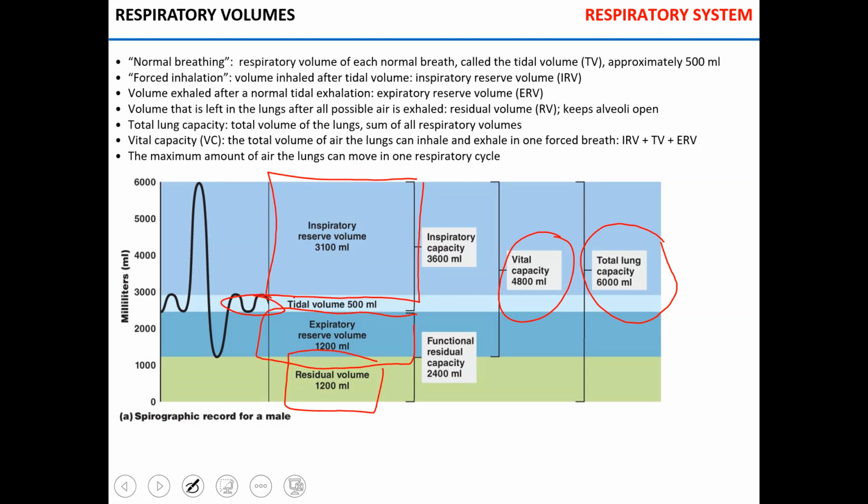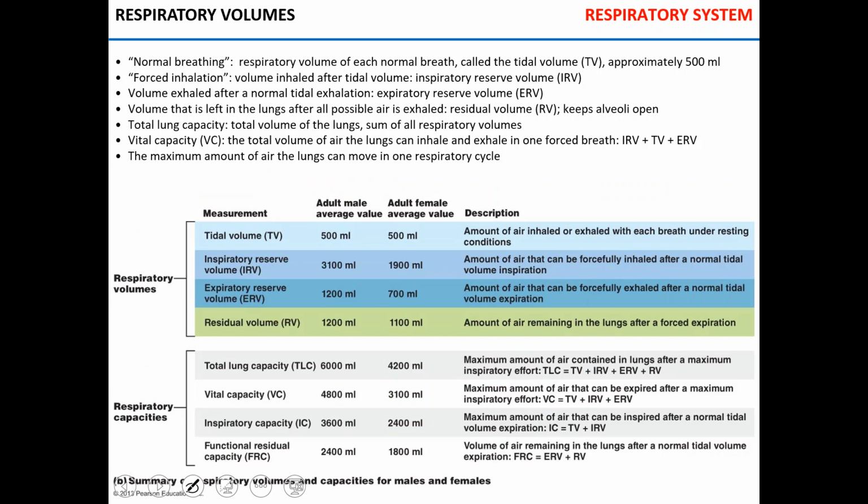The amount of air that you can inspire after normal tidal exhalation is called inspiratory capacity. It is formed by inspiratory reserve volume and the tidal volume. And functional residual capacity is the amount of air that's left in the lung after you exhale. Expiratory reserve volume plus residual volume. So this table represents these volumes all together.